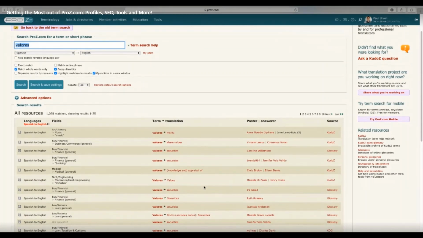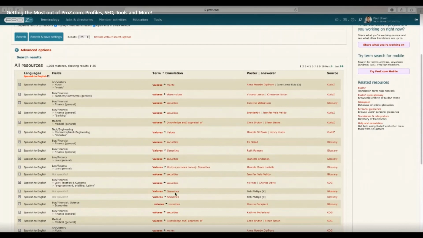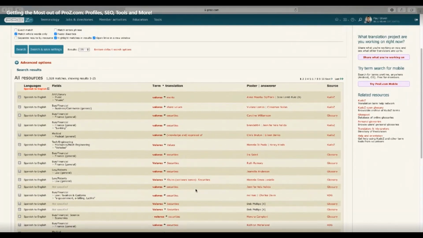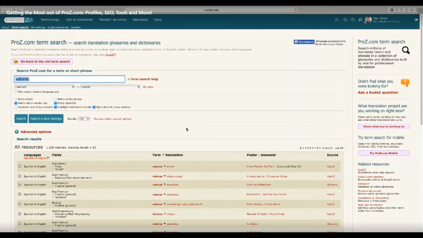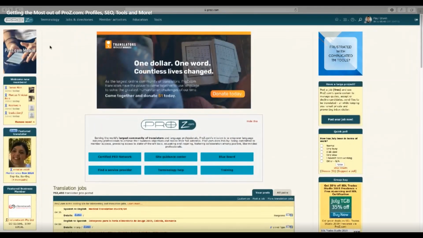Well, 1,028 matches. So a lot of different entries, a lot of them, of course, coming up with securities, which was the term that I had in mind. You can see whether they're coming from Kudos or whether they're coming from a glossary, but really an incredible amount of information here in terms of glossaries and in terms of specific search terms.